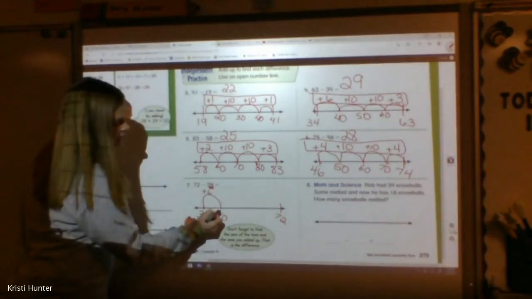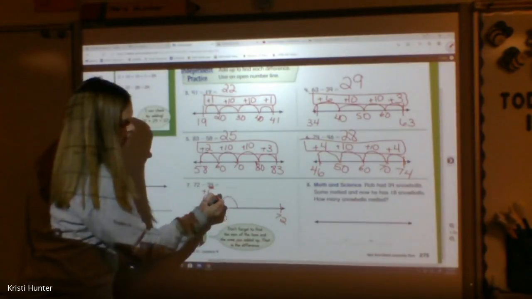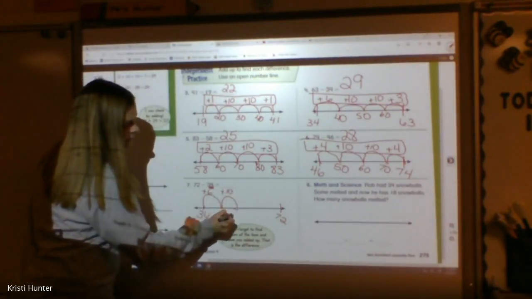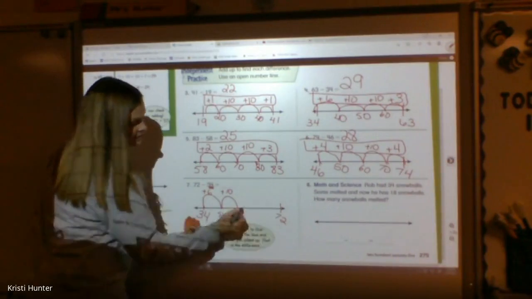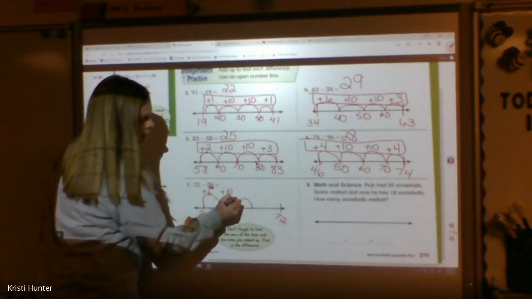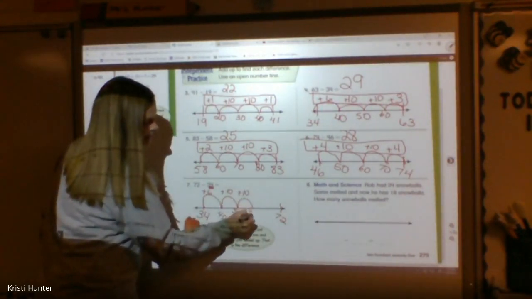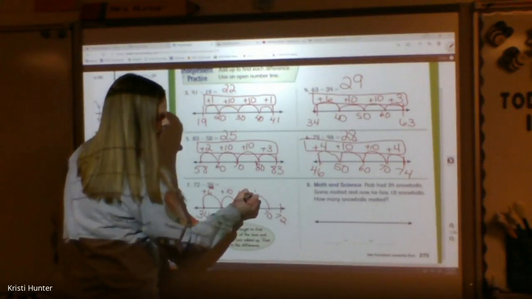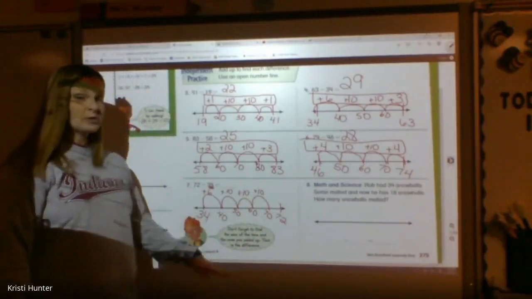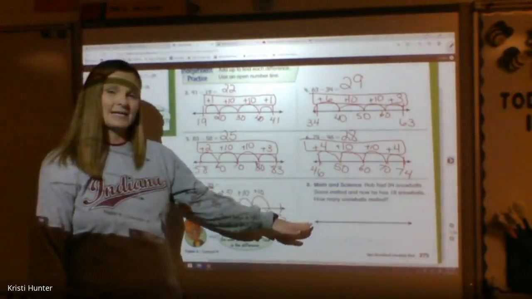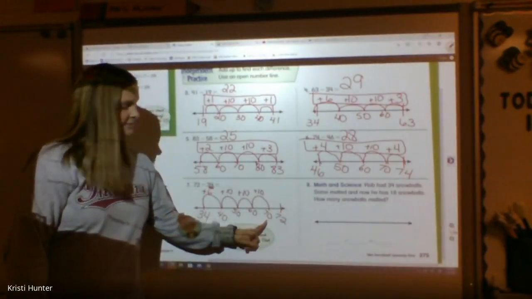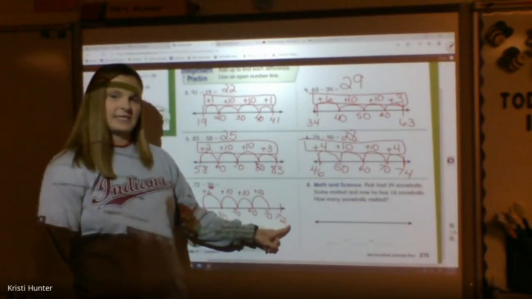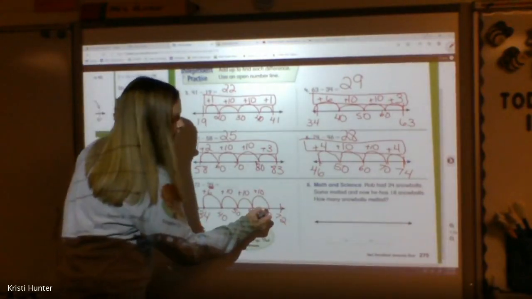And now I can start my 10s. So 10 more makes 50. Remember, I've got to stay under 72. 10 more makes 60. 10 more makes 70. Now I can't jump any more 10s because I'm going to pass up that number. So I'm at 70 and I need to be at 72. So that should be how many more?